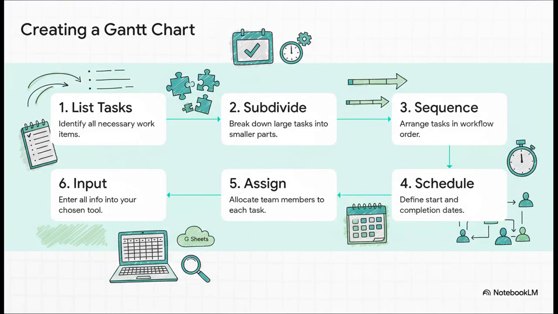Building one is actually a really methodical process. You kick things off by listing every single task you can think of. Don't leave anything out. Then, and this part is key, you break down the huge, intimidating tasks into smaller, bite-sized pieces. That helps avoid overwhelm. Next up is sequencing, and this is critical. This is where you map out all the dependencies, figuring out what has to happen before something else can start. From there, it's a matter of scheduling it all out with start and end dates, assigning the right people, and finally, plugging all that information into a tool like Excel or Google Sheets to bring your plan to life.